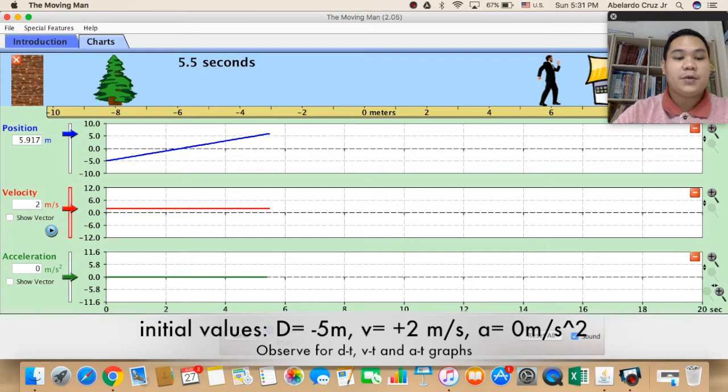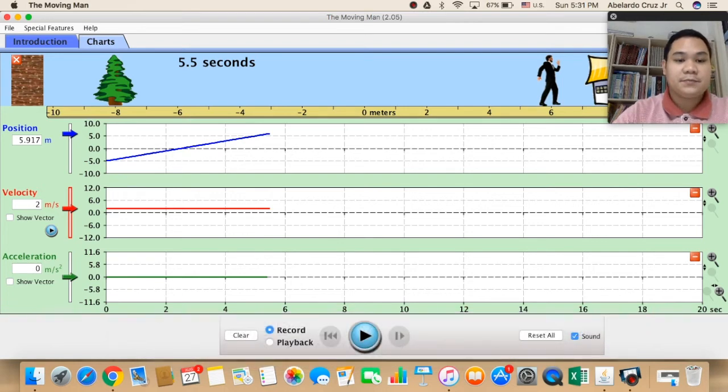So therefore, we can see that there is no acceleration, so this line stays at 0 meters per second squared. Now, take note that if it is a straight line in a position time graph, it is having a positive velocity. In a velocity time graph, it will be flat at positive 2 meters per second.